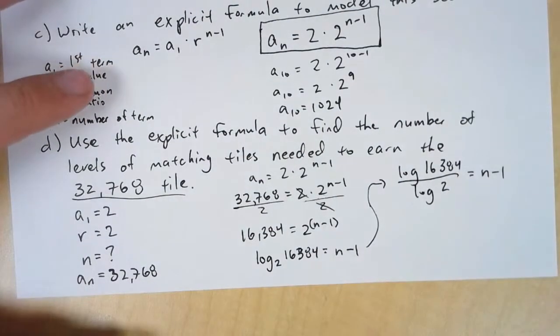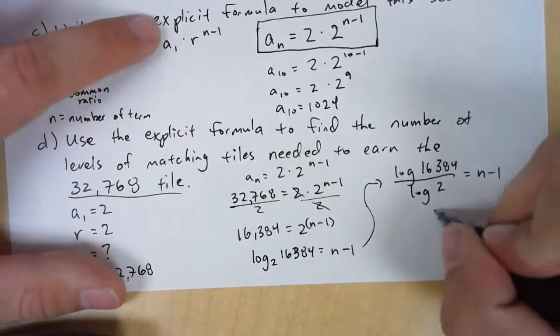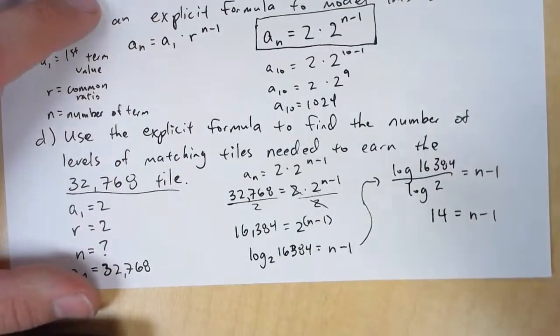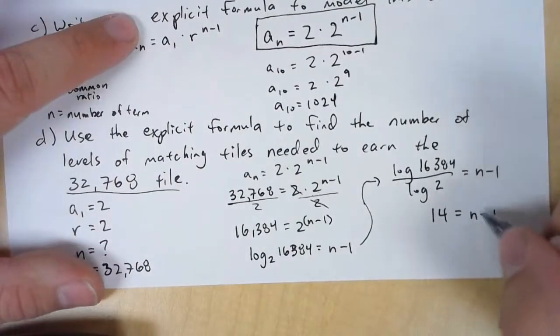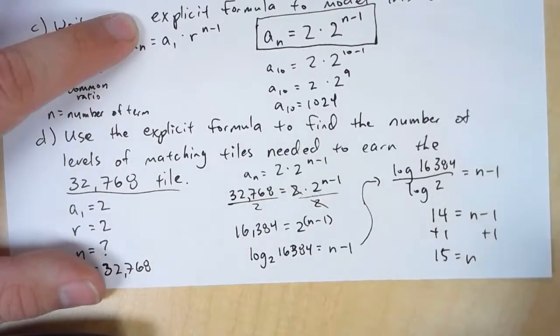So let's type that in. So log 16,384 divided by log of 2, and that's going to give us 14 equals n minus 1. We don't want n minus 1, we want n by itself. So let's add 1 to both sides. So we're going to get 15 equals n.